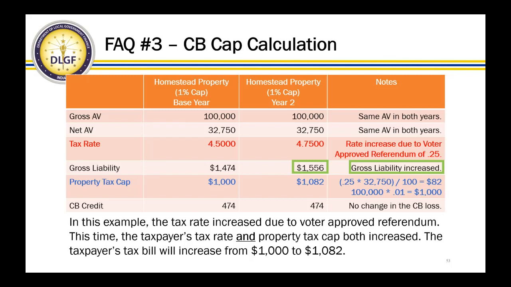So in this example, both the bill went up and the cap went up. And so when we're talking about voter approved referendums, if we're ever dealing with a taxpayer who says, well, 1% of my gross AV or 2% or 3% is this one, but my bill is higher than that, the likely culprit is that there is a voter approved referendum that increased that circuit breaker cap. So for that individual who found themselves at the cap of the prior year, not only is their bill going to go up, but their cap's going to go up. They effectively have to pay for the referendum that was approved by the voters.